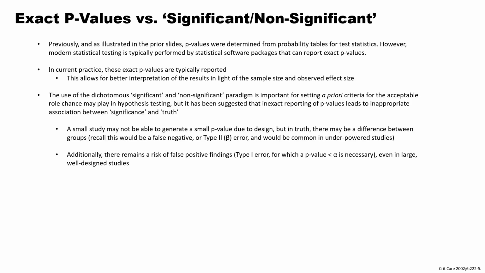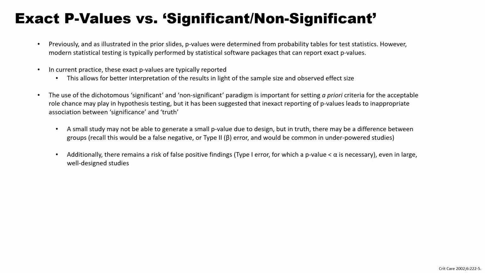So it's important that we talk briefly about exact p-values versus the sort of dichotomous significant versus non-significant paradigm. Previously, and as illustrated in prior slides, p-values were determined from probability tables for test statistics. However, today we use modern statistical software packages, and they can report exact p-values. So in current practice and publication of results, typically it's these exact p-values that are reported.